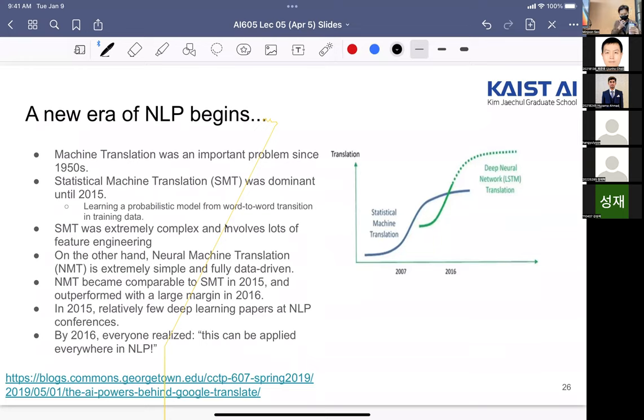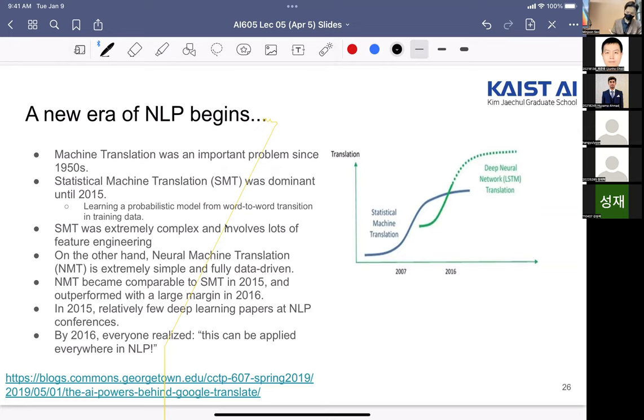And SMT, again, I said that was dominant until 2015, and it was extremely complex. But now NMT came in and it was fully data driven. The difference was so big that SMT had hundreds of thousands of lines of code, while NMT is a few hundred lines. So it's like a 1,000 times difference in complexity, for instance. And it's data driven. You can just put in more data to improve it. It's very straightforward, it takes less time to create, and it's much easier to maintain.